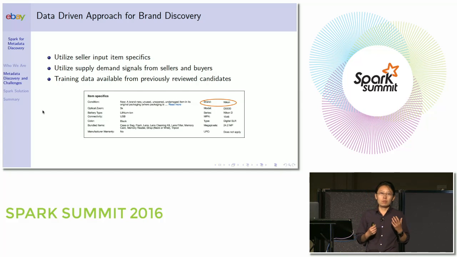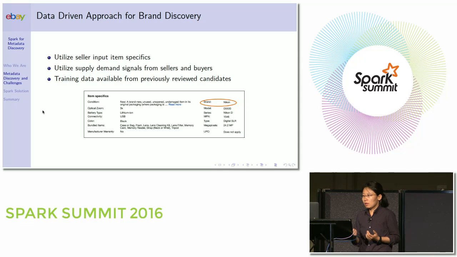For example, if a term has been used by thousands of unique sellers as a brand for this category, then it's very likely that it is a valid brand, compared to terms that are rarely used. Similarly, if this term has appeared a lot of times in the titles, it's also a strong indicator.